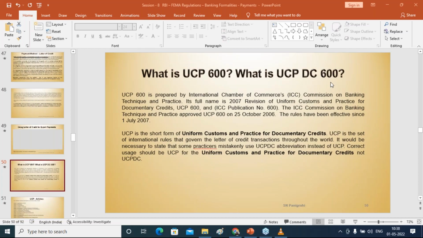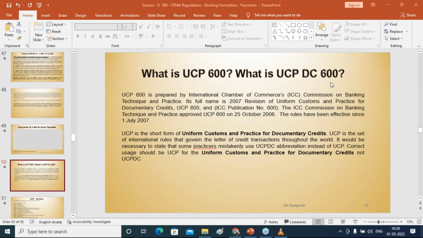More details, of course, on the LC. UCP 600 guidelines are there. These are universally followed. The International Chamber of Commerce formulated these guidelines, and all over the world, all the banks and everyone follow them.